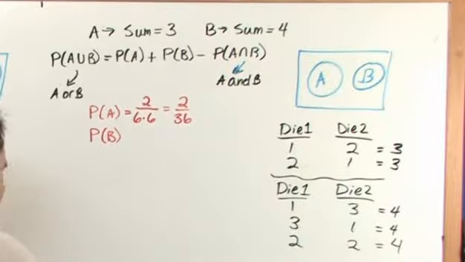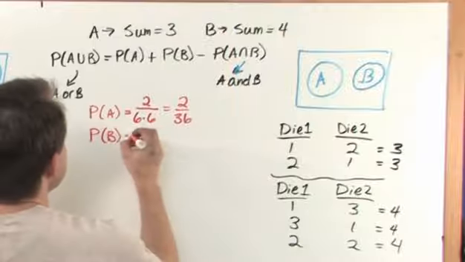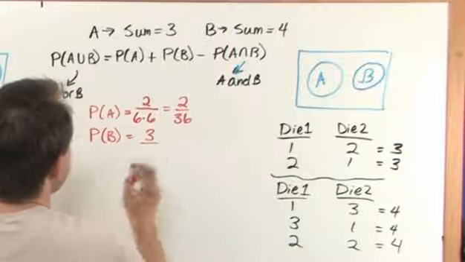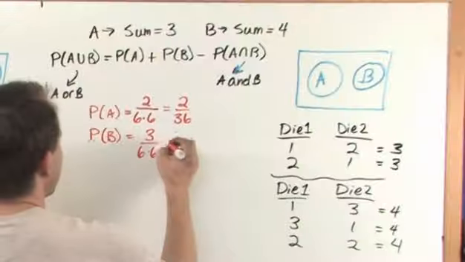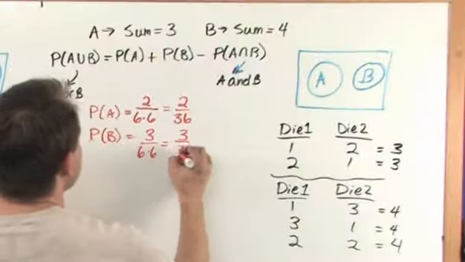So the probability of B happening, which is to get that sum, is going to be 3 possible outcomes over, again, 6 times 6, because there's 36 total ways the dice can fall, so 3 over 36.